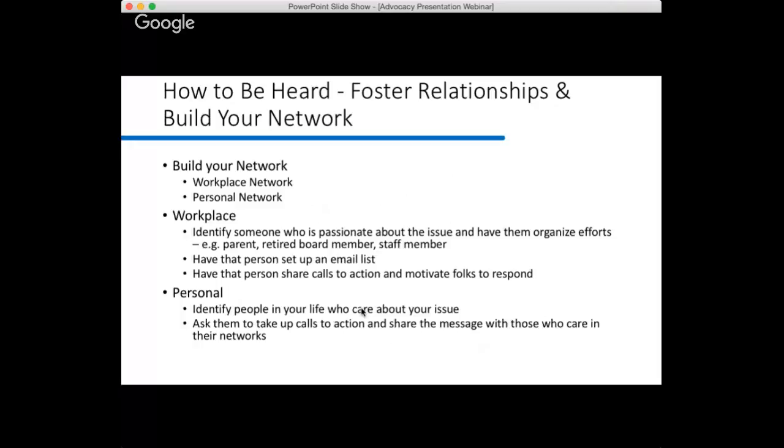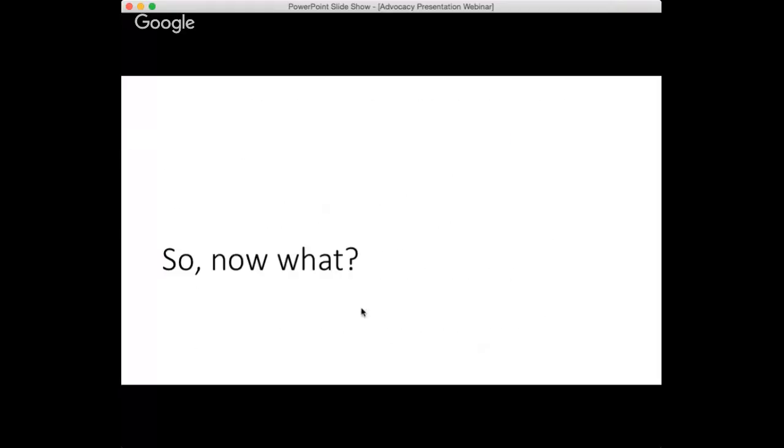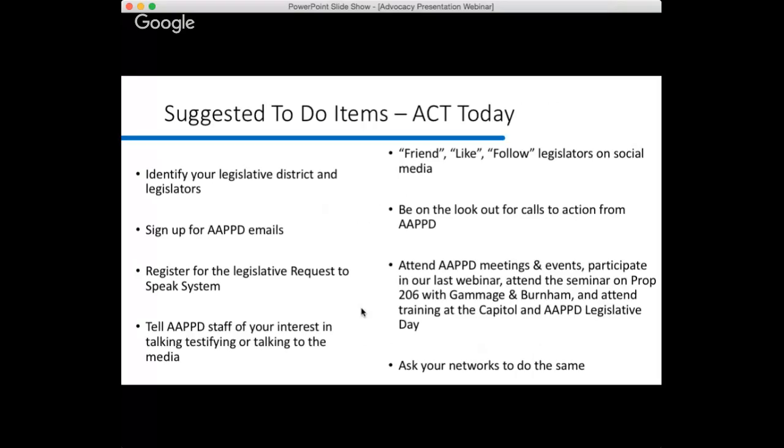So we've talked about things that you can do, building your network, fostering relationships. So now, how do you take that information and act on it? So here are some to-do items. We've been talking about this for months and months, but it is really important that you identify some things that you can do and that you act today to do those things.